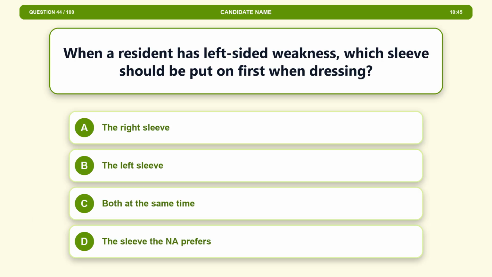Question 44. When a resident has left-sided weakness, which sleeve should be put on first when dressing? Option A. The right sleeve. Option B. The left sleeve. Option C. Both at the same time. Option D. The sleeve the NA prefers.